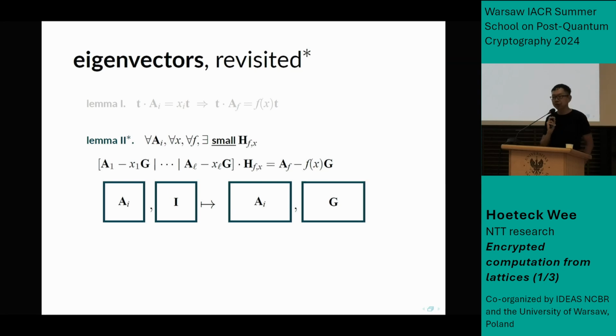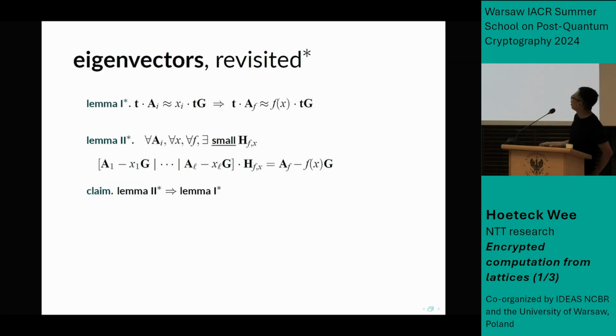So the entries of the H matrix are required to be small. And this is going to be the one key equation that basically gives you everything in advanced lattice-based crypto. All right? So this is the equation we want, and this is what we call Lemma 2 star.